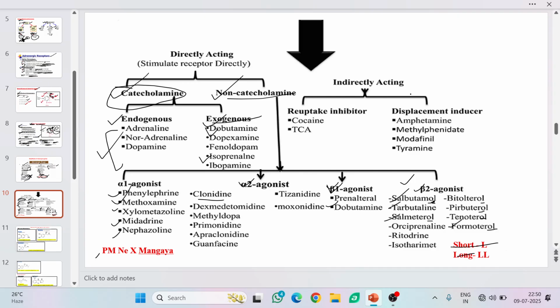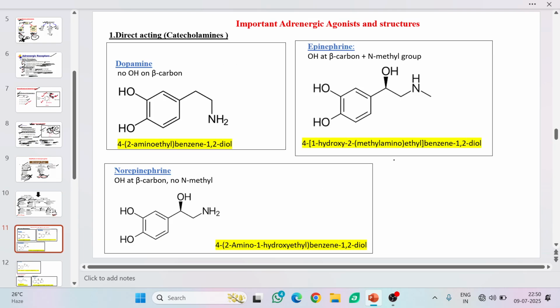Okay, then indirect acting, again: reuptake inhibitor, displacement inducer. In that, cocaine, TCA, amphetamine, methylphenidate, modafinil and tyramine.